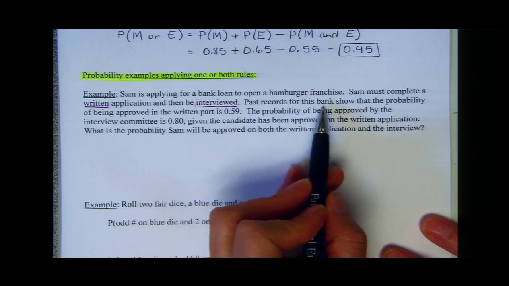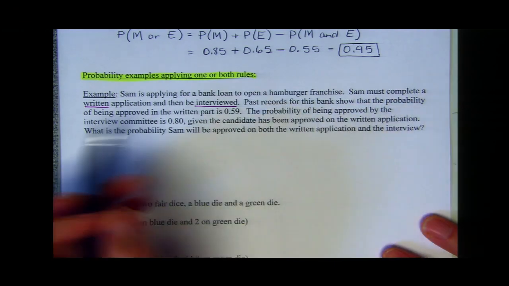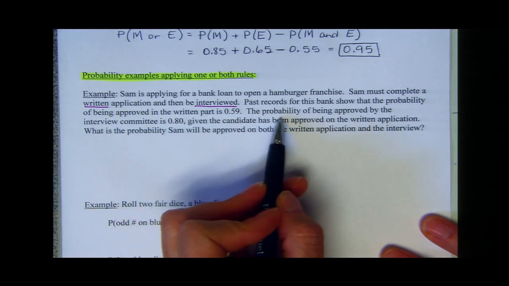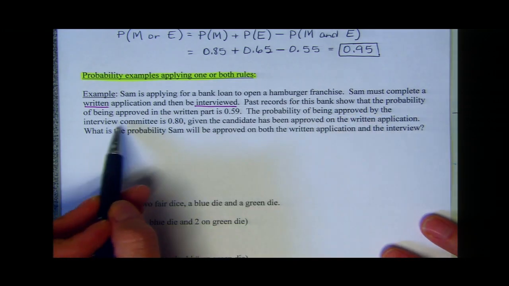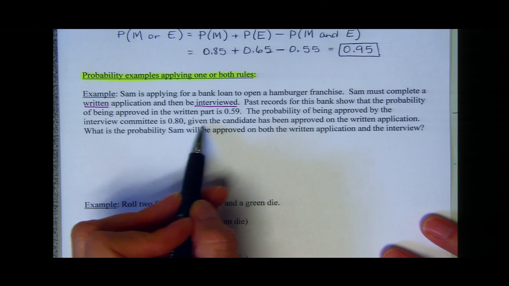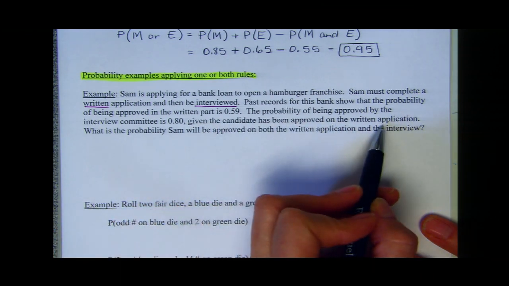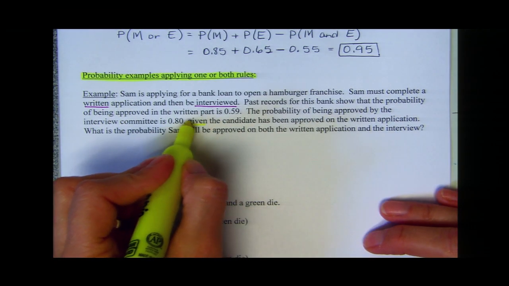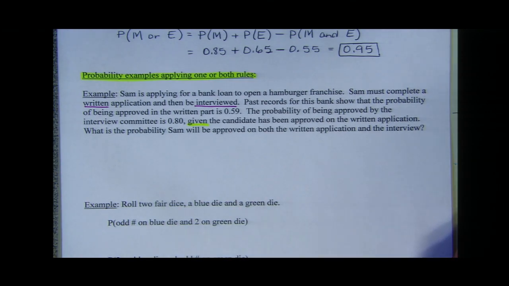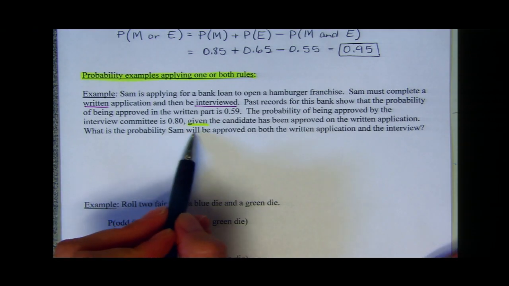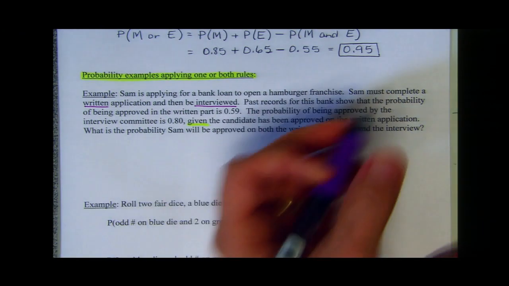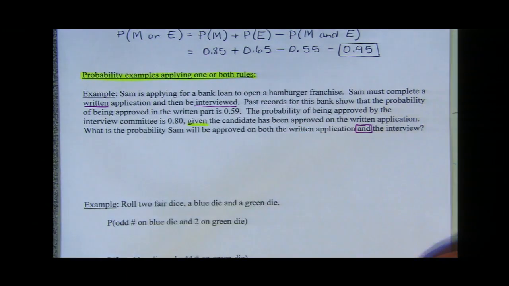Past records for this bank show that the probability of being approved in the written part is 0.59. The probability of being approved by the interview committee is 0.80 given that they were approved on the written part. So as soon as you see this word given, you know that that probability is a conditional probability. So we're going to have to be careful on that one. And then it asks, what is the probability Sam will be approved on both the written and the interview? So I see the and, so I know I'm going to apply the multiplication rule.